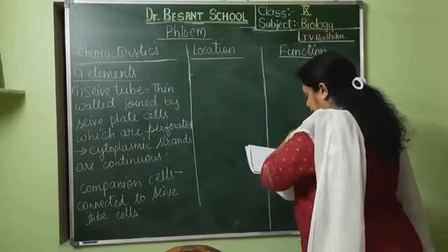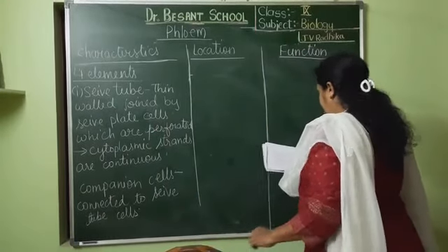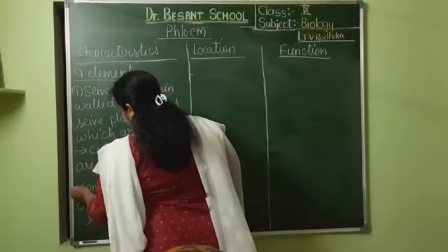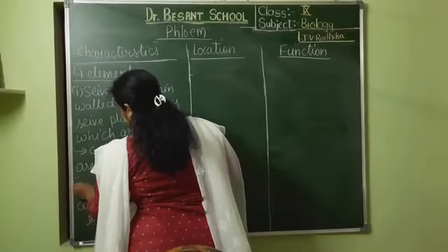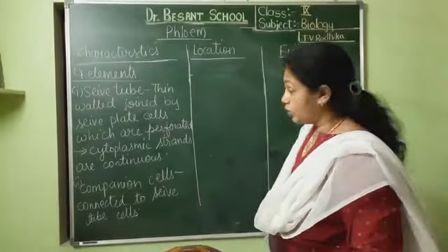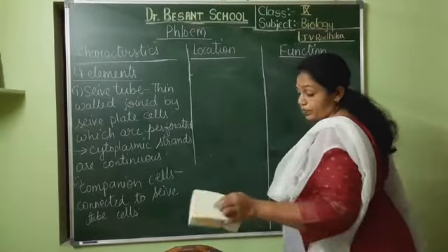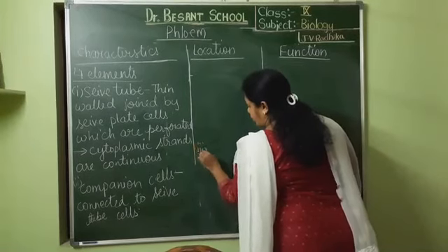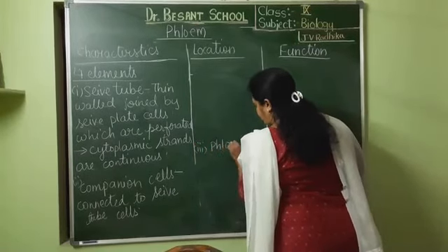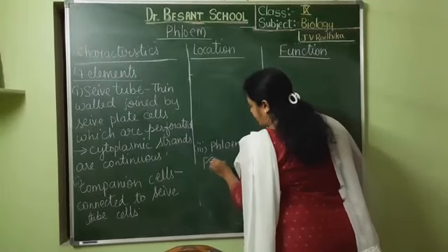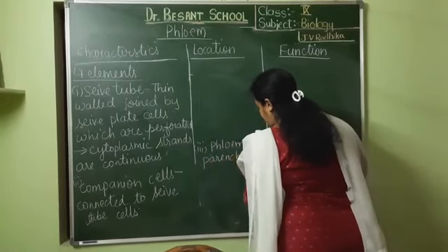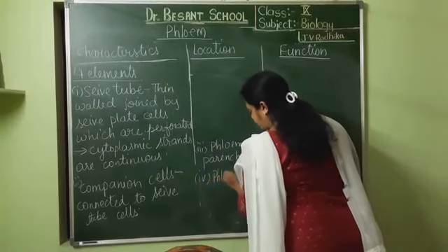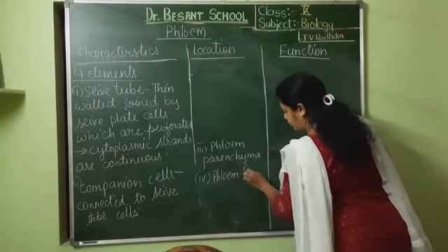After that we see that apart from this we also have phloem parenchyma and phloem fibers. This is the second one you can consider. Here I will write under this. Please note down, here only I am writing. The third one is phloem parenchyma and phloem fibers.